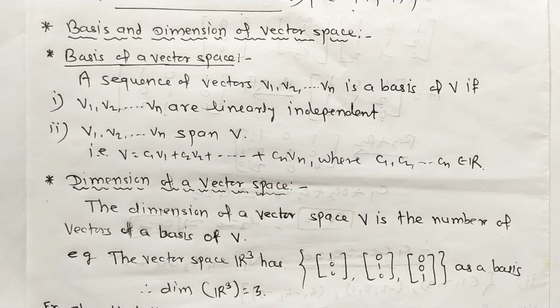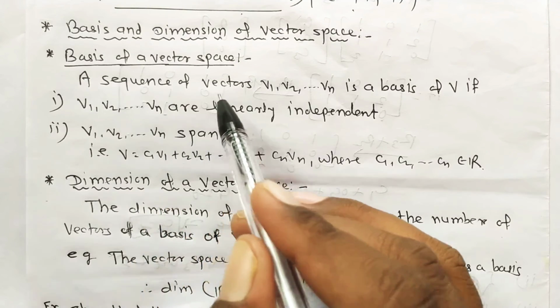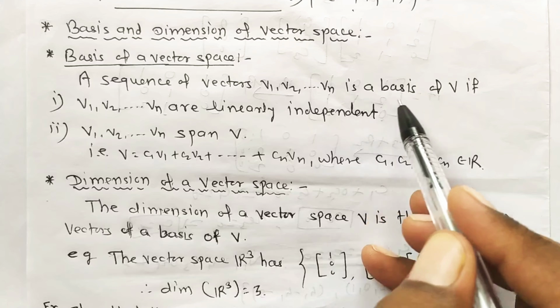Today we are going to start the most important topic in linear algebra, that is basis and dimension of vector space. So first, what is basis of vector space? How do we define basis? A sequence of vectors v1, v2 up to vn is a basis of V.